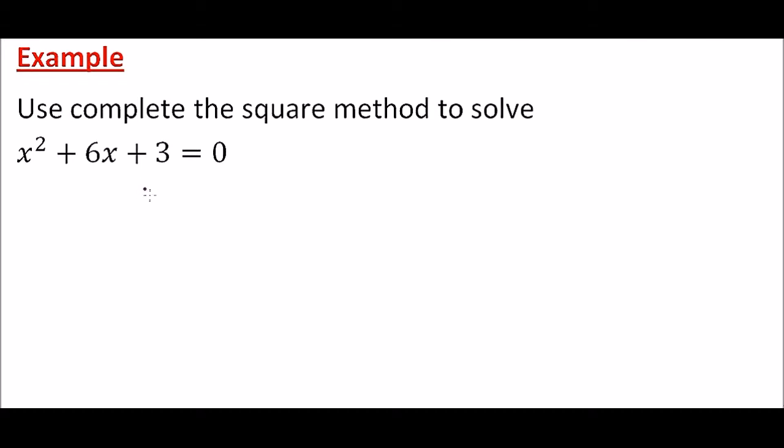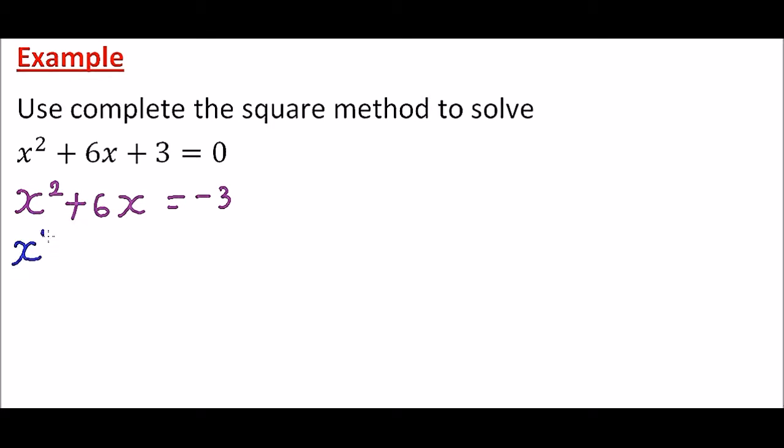So our example here: use complete the square method to solve x squared plus 6x plus 3. Like I have mentioned, we cannot use the factor method to solve this equation, so we use the complete the square method. To start with, we take 3 to the right hand side, so we have x squared plus 6x is equal to, when 3 crosses the equal sign, minus 3. Now we complete the square for the left hand side, that is, we look for what is to be added to the left hand side.